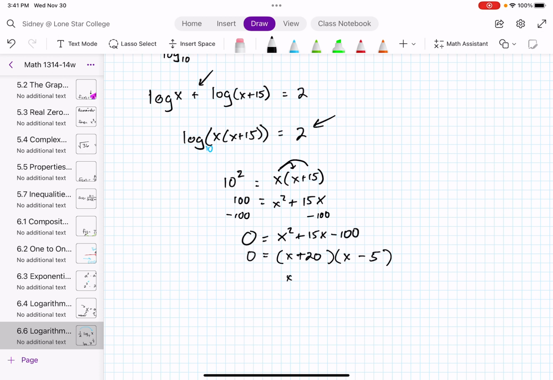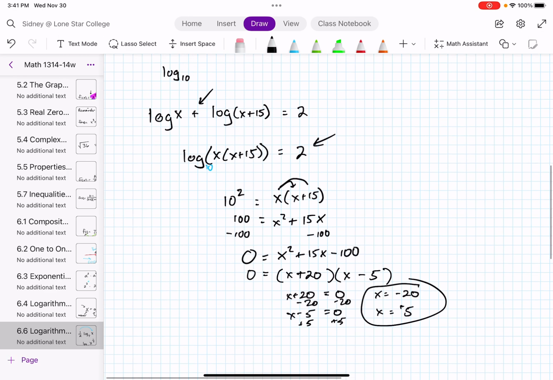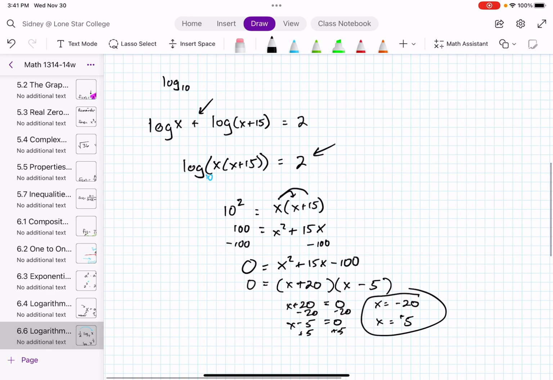So now if I set each of those factors equal to 0, that is the zero product rule, it'll tell me the two numbers that will make this in fact equal to 0. And so the first one I get is x equals negative 20, and the second one I get is x equals positive 5. That's a little bit of work there that justifies that. And so those are my two solutions. Those two pieces give me possible solutions to this.